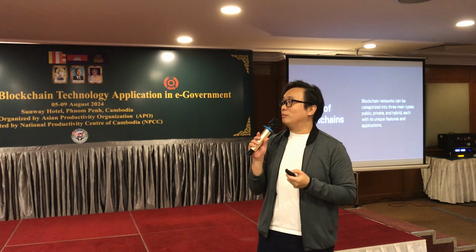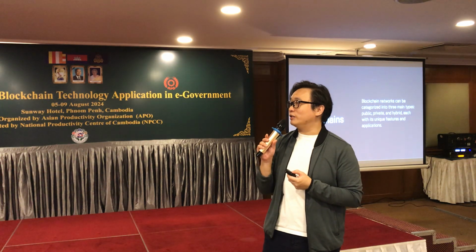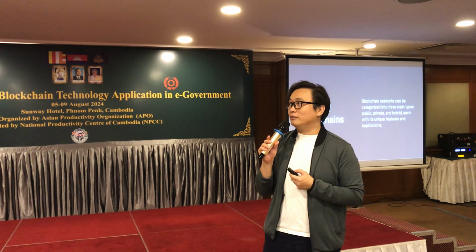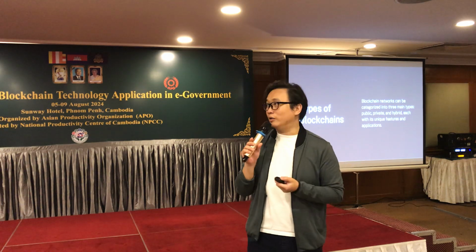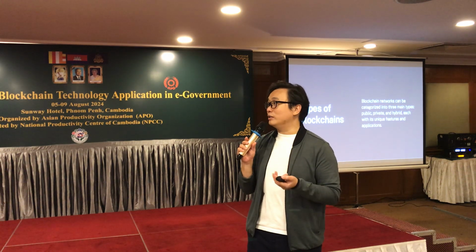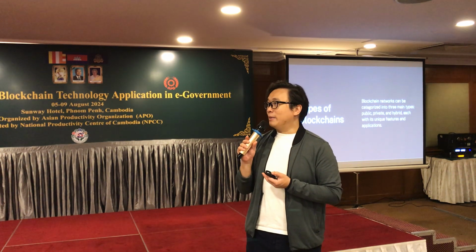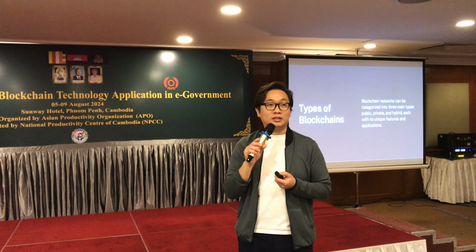Types of blockchain. A blockchain network can be categorized into 3 different types. A public one, that we all know, things like Ethereum. There are private ones, there are hybrid ones, and each of them has different unique features and different applications.